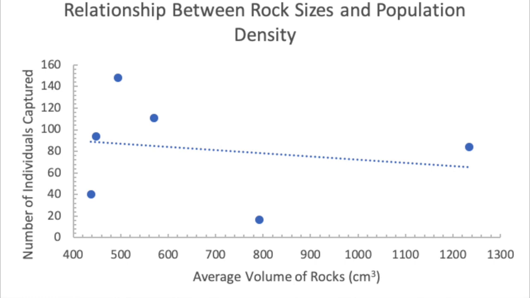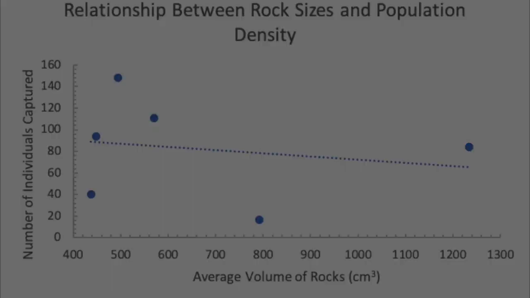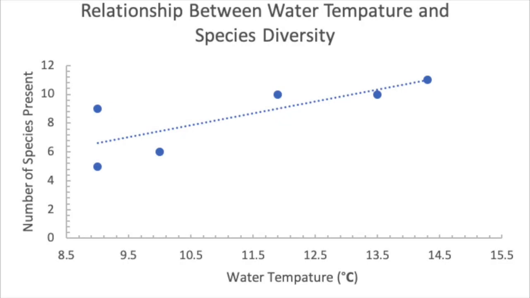Day 3 had an average volume of 1,233 cubic centimeters that could be seen as an outlier on both rock size graphs. However, we were able to gather from our data that there was a positive correlation between species diversity and water temperature. The highest number of species collected was with a temperature of 14.3 degrees Celsius on the first day, and the lowest number of species collected was with a temperature of 9 degrees Celsius on the last day.